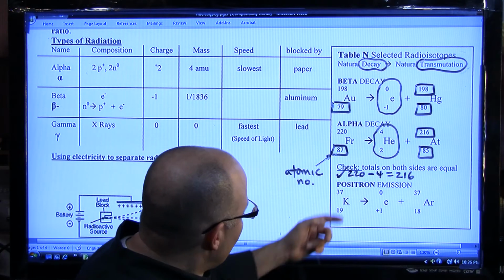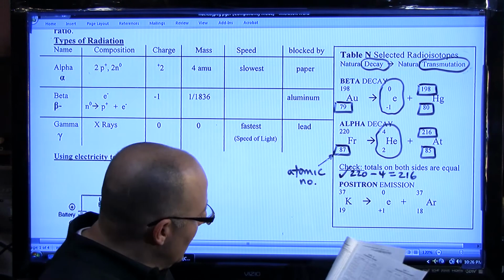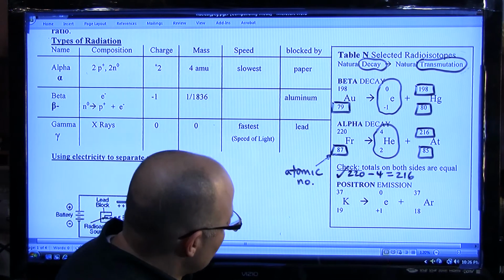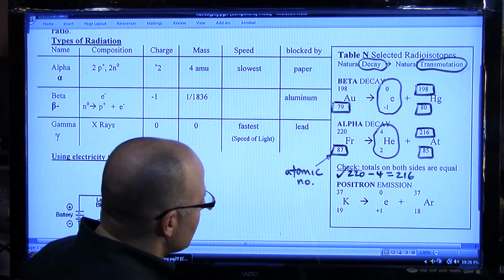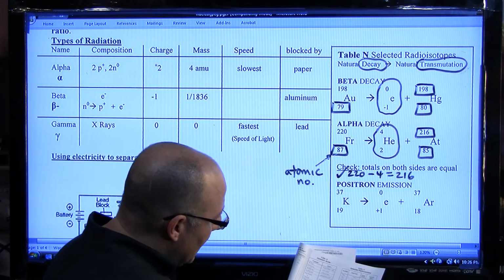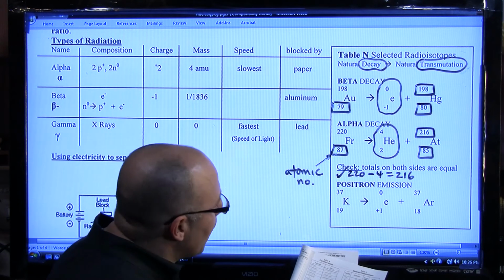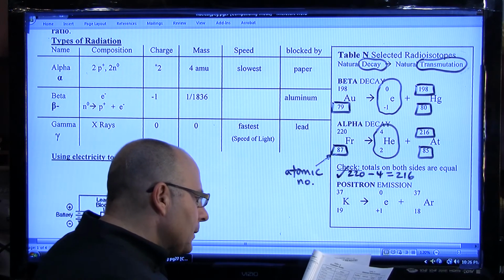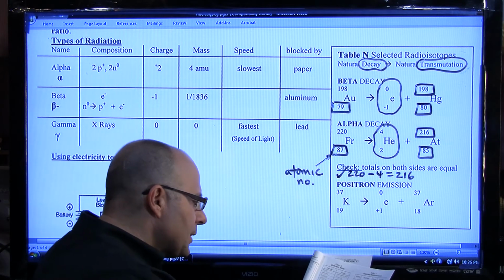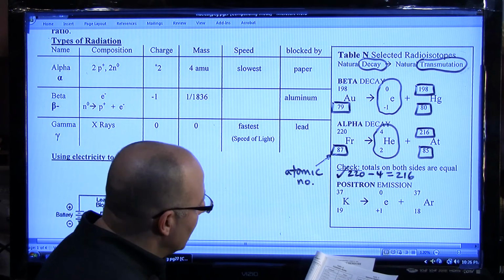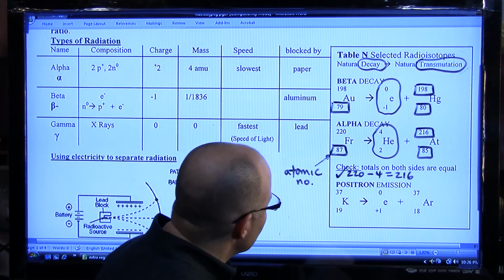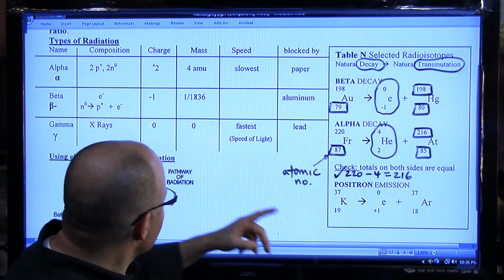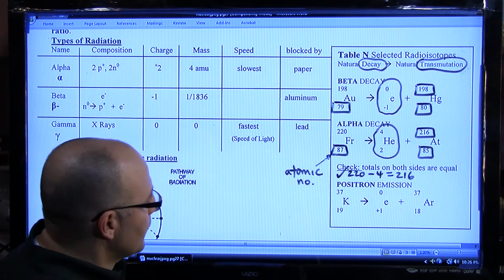All right, for positron emission, that would be an e-0 with a positive charge. A positron you can think of as a positive electron, and in Table N would be a beta particle with a positive sign. So here, potassium-37, if you look it up in Table N, is a positron emitter. And so anything that I've said about beta particles, the only difference is in the case of positrons is that they have a positive charge, not a negative charge.